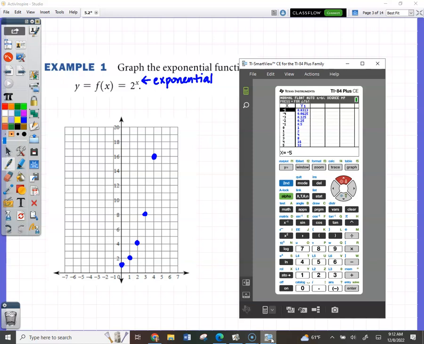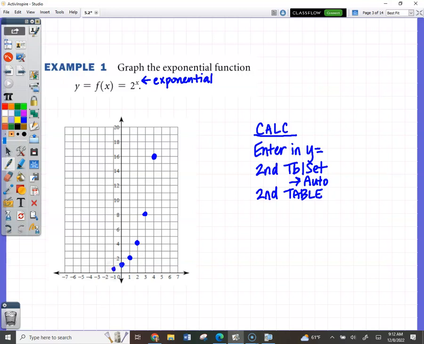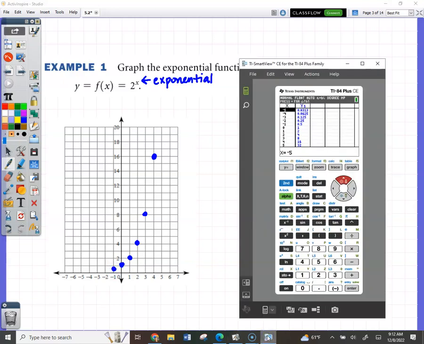If you plug -1 in, you get a half. So -1 and then a half. If you plug -2 in, you get a quarter. What's it doing? As I go with my negatives, what's it doing? It's getting smaller. If I was to keep scrolling and scrolling, is a y value ever going to become negative here? No. It's an asymptote. Remember that?